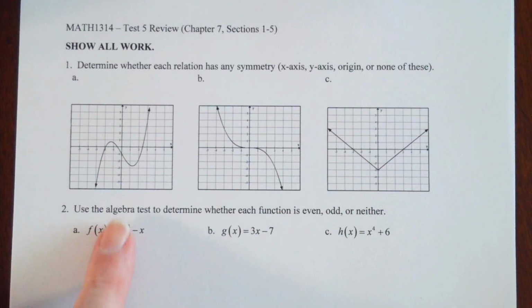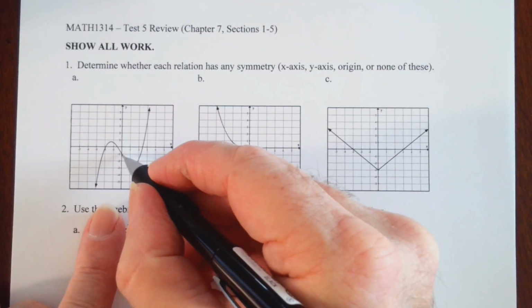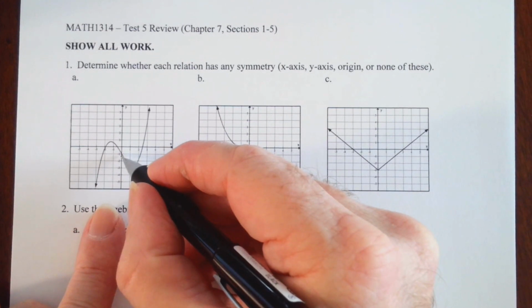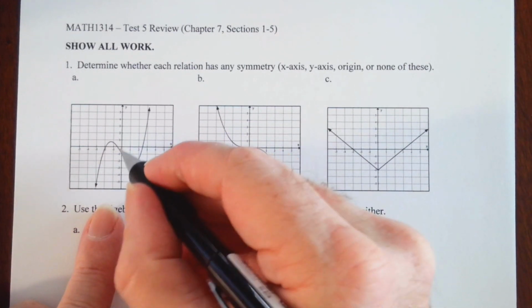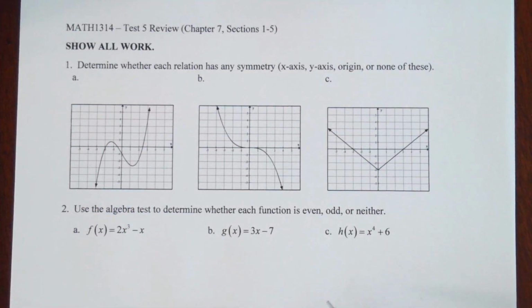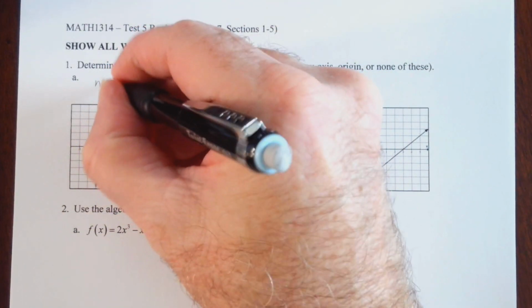So if you look at the first graph here, it looks like you might have origin symmetry if you had a point like right here. The only problem is it doesn't go through 0, 0. So it's not going to have origin symmetry. In fact, this one has no symmetry, or we'll just say none.